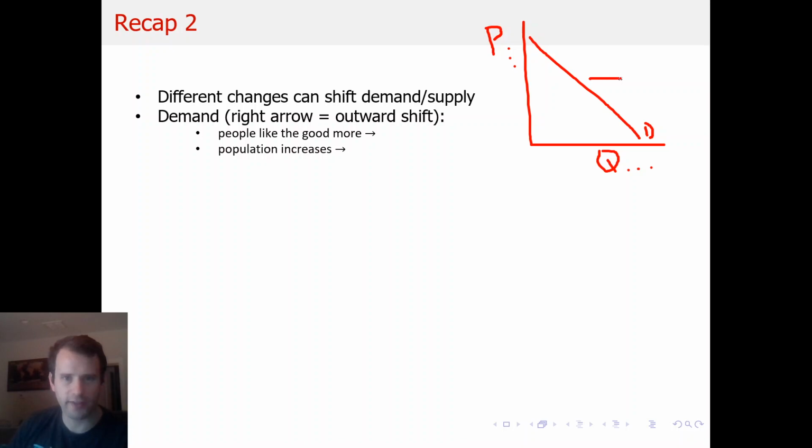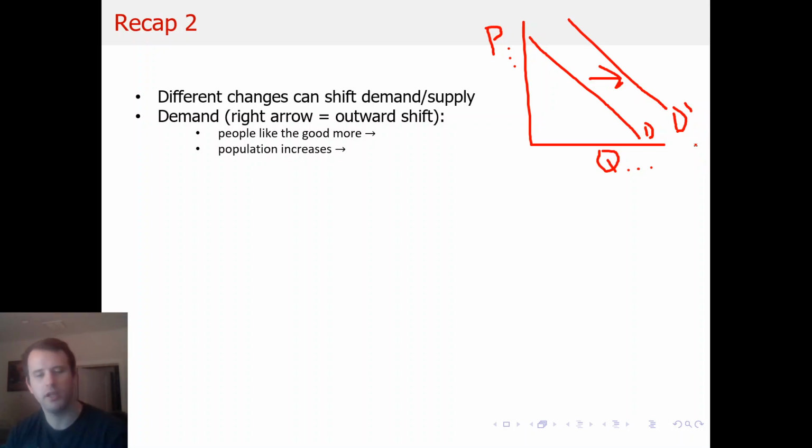So if I have an outward shift of demand, our new demand curve will be this one here. I'm going to call it D prime. So my demand curve has shifted from D to D prime because the good is more popular. For this particular price, I want more quantity demanded than I did before. I had it backwards earlier: more quantity demanded than I did before.